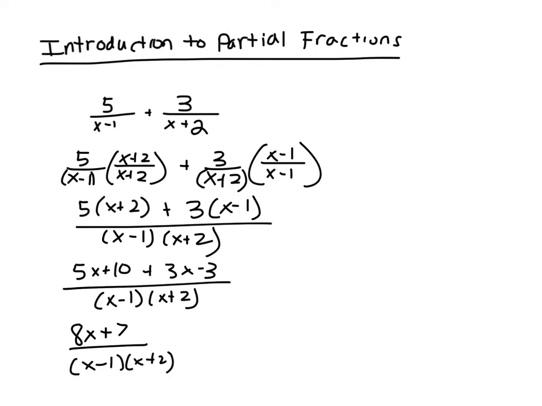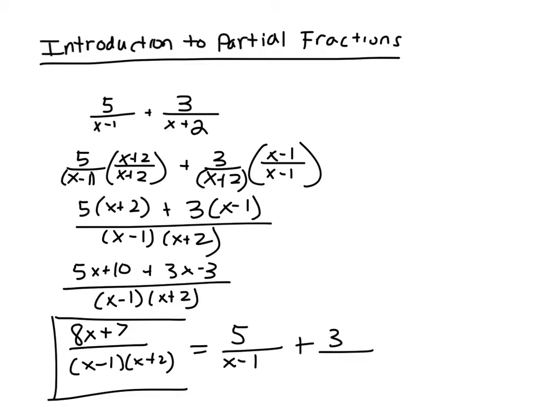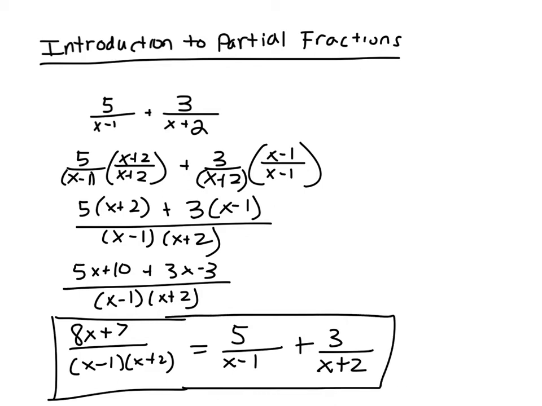Okay, so now here we go. I have 8x plus 7 divided by x minus 1 times x plus 2. So what does this equal? This equals 5 over x minus 1 plus 3 over x plus 2. Alright? This is a proper fraction, right? They're all proper fractions, actually. And so this is a proper fraction, and these two are each considered partial fractions.